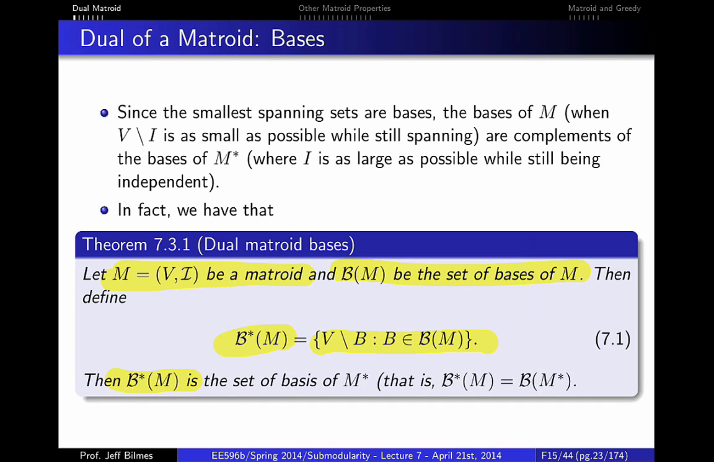Or another way of saying that is that B star of M, the B star operator on the matroid M, is equal to the bases of the dual matroid.